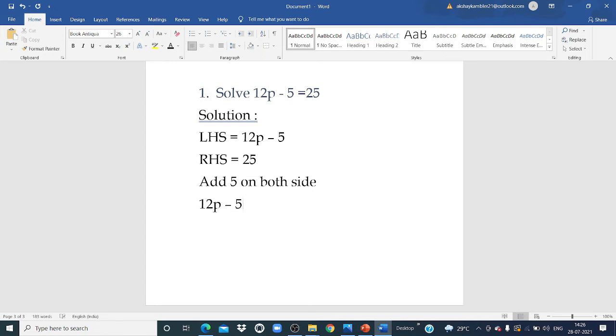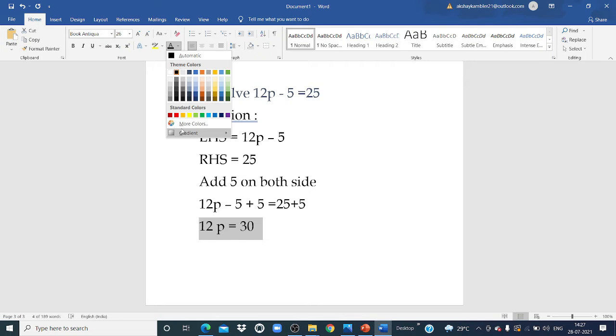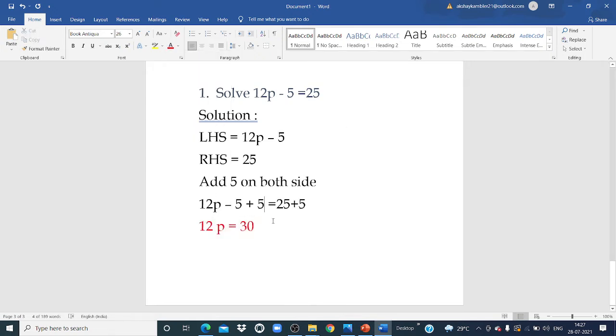So what will happen? 12p minus 5 plus 5, right? Plus 5 is equal to, and what about the RHS? RHS is 25 plus 5. So 12p minus 5 plus 5, the answer becomes 12p only. Minus 5 plus 5 is going to cancel. And 25 plus 5, the answer is what? 30. Clear? Done with this? Okay. Now your equation is 12p is equal to 30.